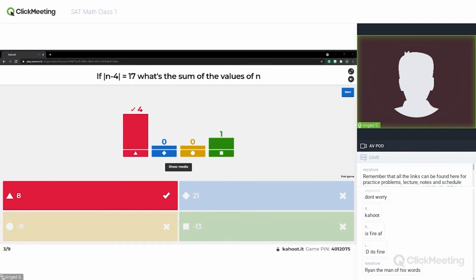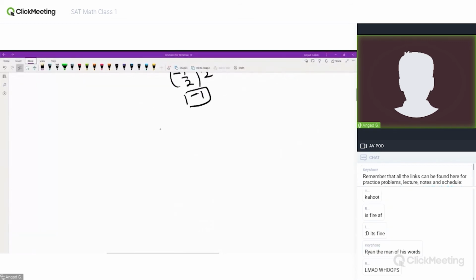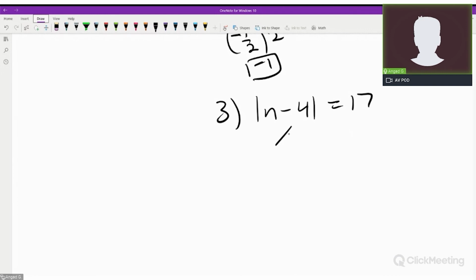Let's go over it again. For this one, number 3, the question is, what is the sum of the values of n where the absolute value of n minus 4 is equal to 17. Remember what happens when we have the absolute value of n minus 4 equal to 17? We make two equations to solve this: n minus 4 is equal to 17, and n minus 4 is equal to negative 17. Do you guys remember why?